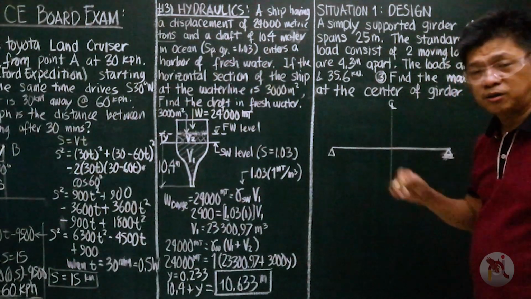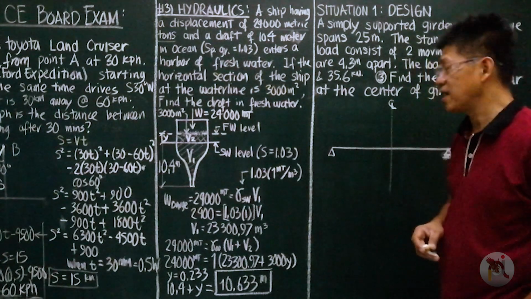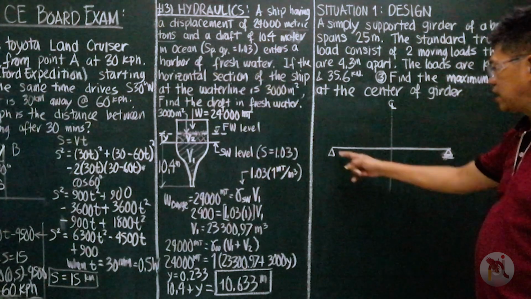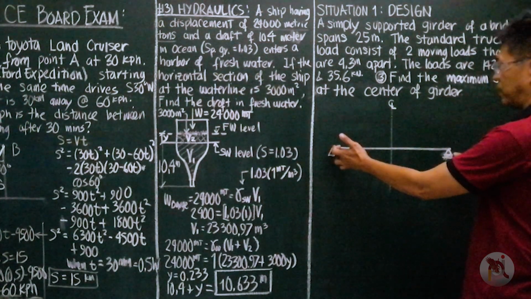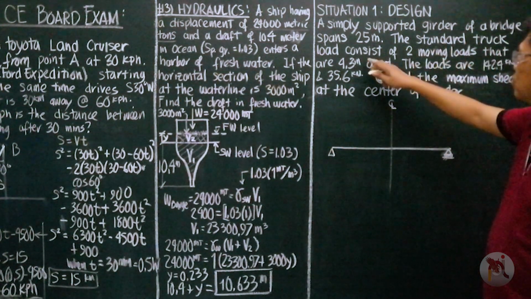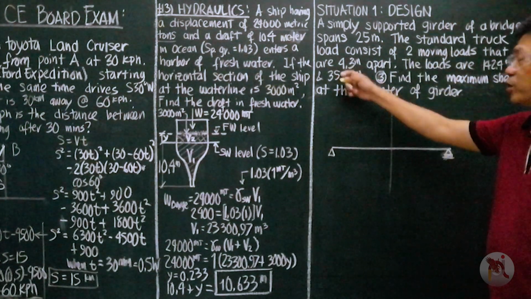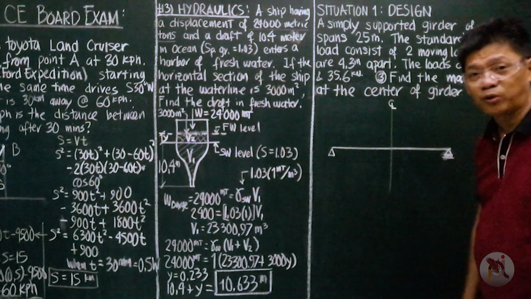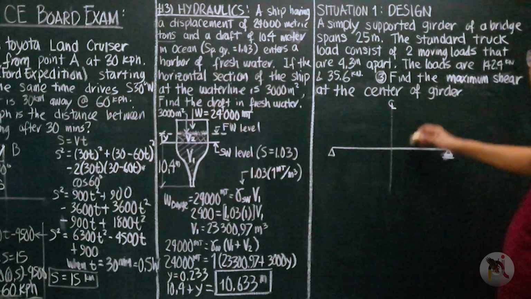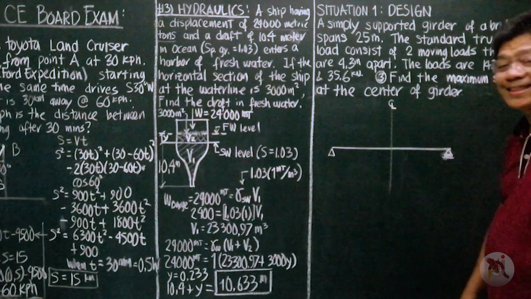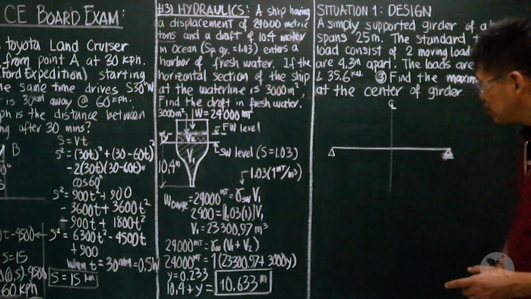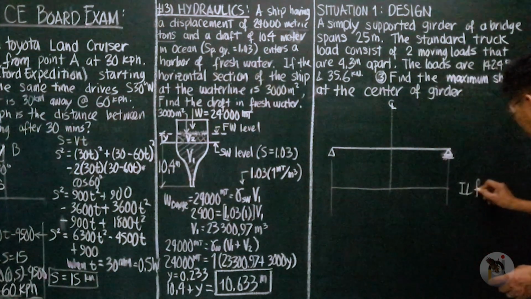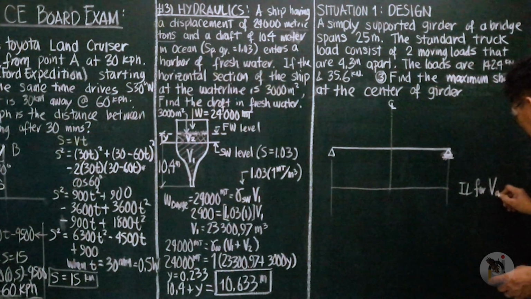Let us have the third problem in situation 1 of design. A simply supported girder of a bridge spans 25 meters. The standard track load consists of two moving loads that are 4.3 meters apart. The loads are 142.4 and 35.6, the total is 178. Find the maximum shear at the center of the girder. So we need here the influence line for shear at the center line.